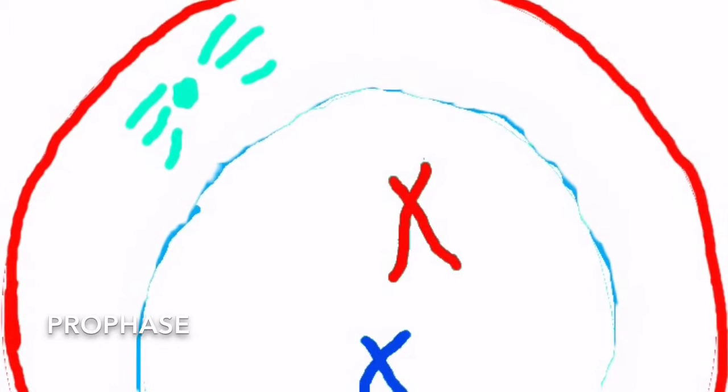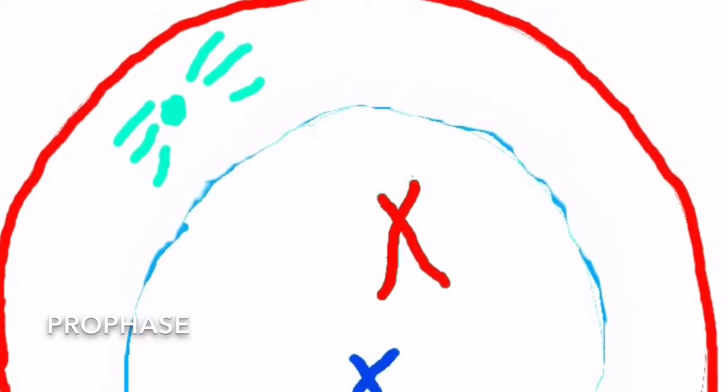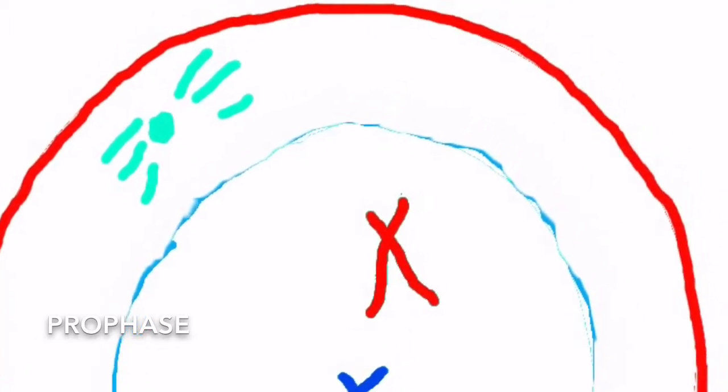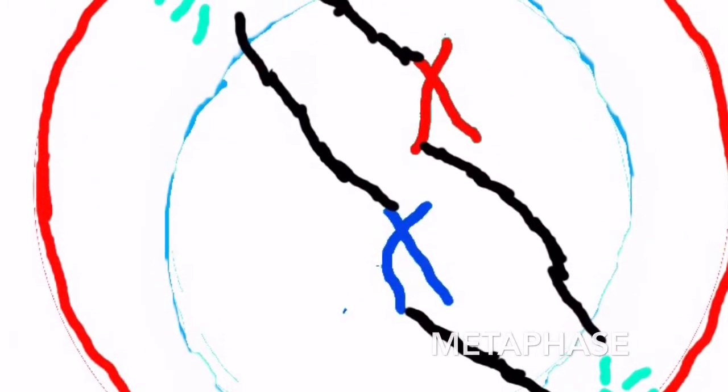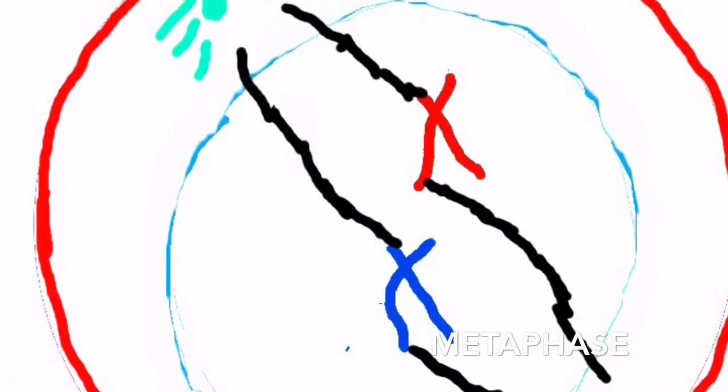Membrane begins to disintegrate, and at the end of prophase, the centrioles are at opposite poles and the membrane has disappeared. The double chromosomes attach themselves to spindle fibers and line up at the middle of the cell.